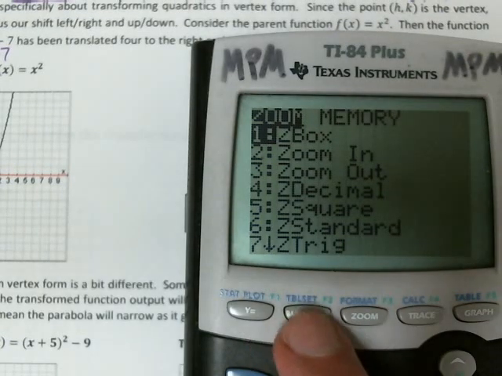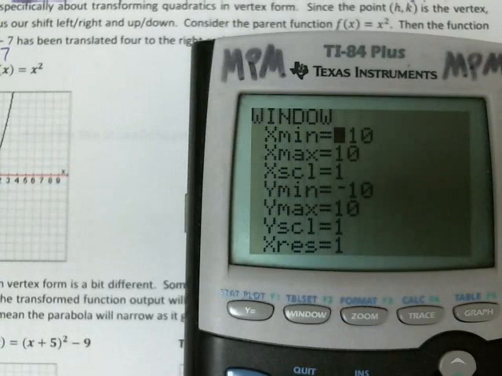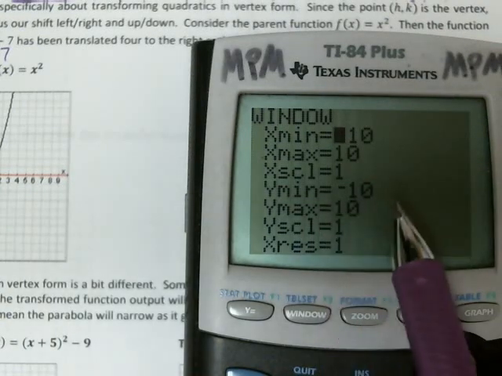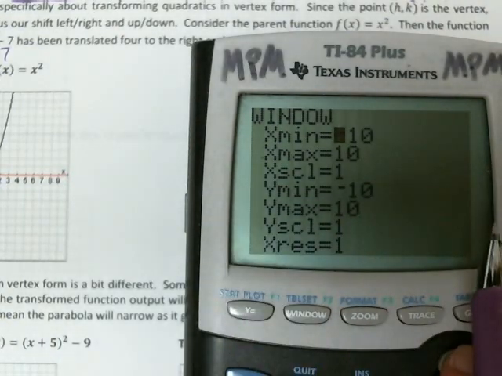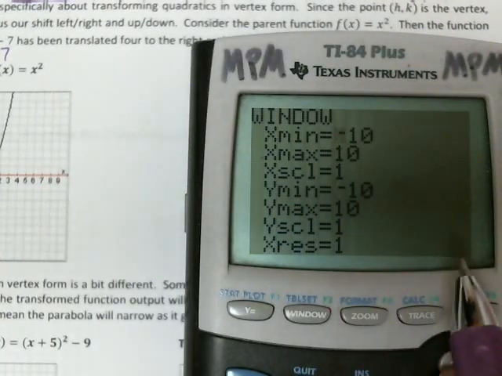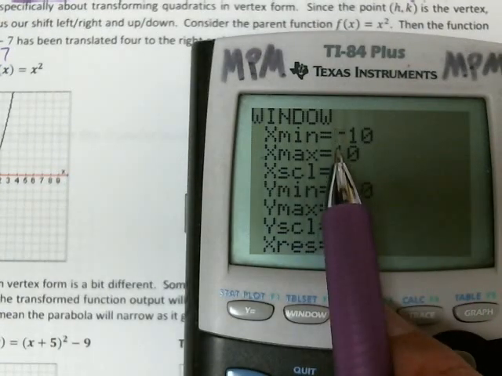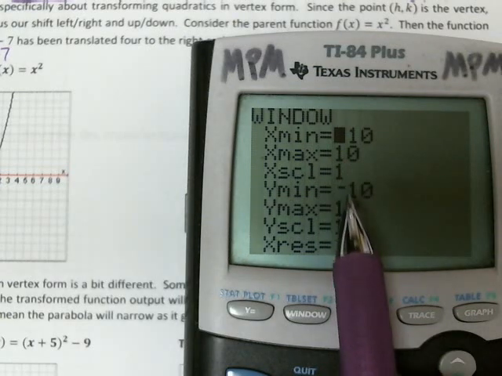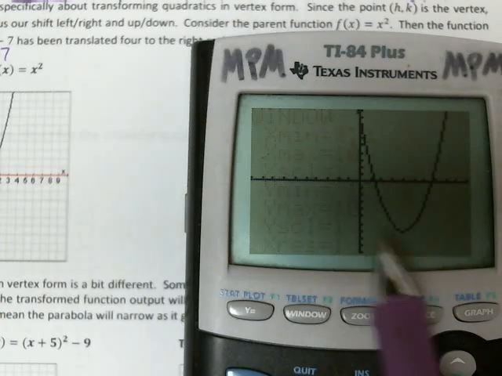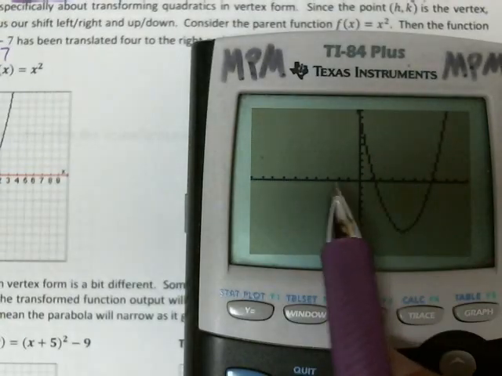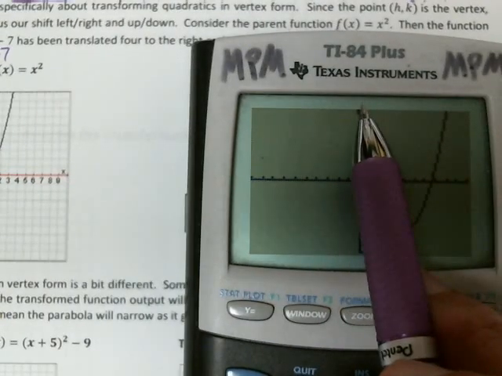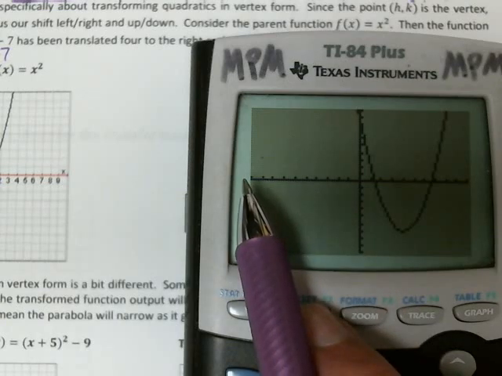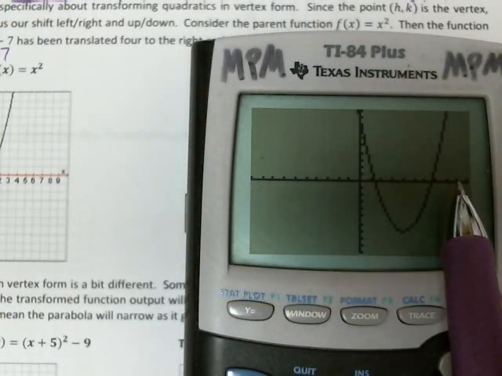If you wanted to change your window, you could go to window, you could do this manually. Your window just says, okay, Mr. Moniz, how far to the left and how far to the right, how far up and down do you want me to go on the axes? I want the lowest x to be negative 10. I want the highest x to be 10. I want the lowest y to be negative 10. I want the highest y to be 10. So if I go to graph, this is your standard graph where each unit is worth 1. I'm going up to 10 and down to 10 on the y, left to 10 and right to 10 for the x.